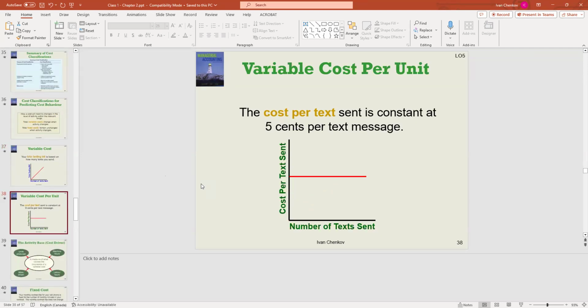How about the cost per pound? Well, the cost per pound is always going to stay $2, as long as you're buying the tomatoes. If you buy 1 pound, cost is $2. If you buy 10 pounds, cost is $2 per pound of tomato.